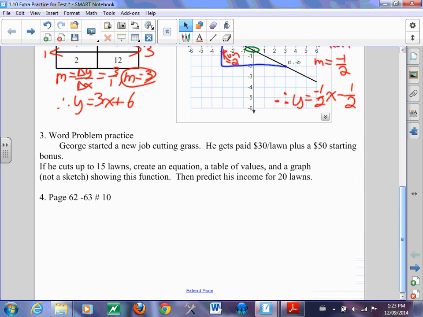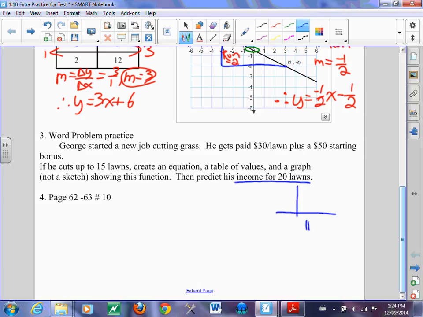All right. So here's a word problem practice, folks. George started a job cutting grass. He gets paid $30 per hour per lawn, plus a $15 starting bonus. If he cuts up to 15 lawns, create an equation, a table, a graph, not a sketch, and then predict for 20 lawns. So here, folks, we are using extrapolation. So make sure when you set up your graph, this is going to be number of lawns. Always get practice to look at that, and you're going to go all the way to 20. Even though he cuts up to 15, we're then going to make a prediction.